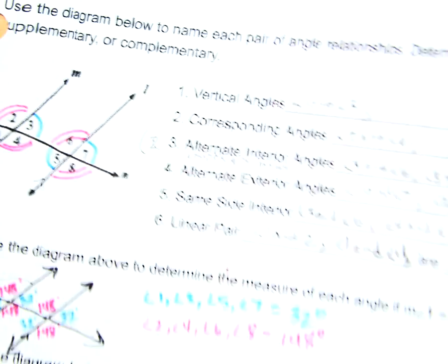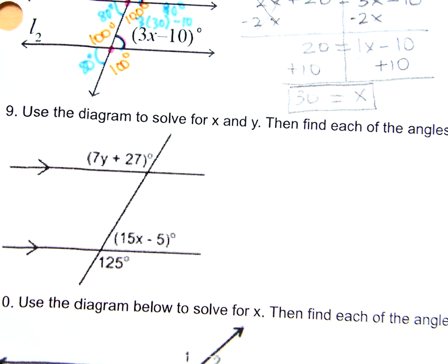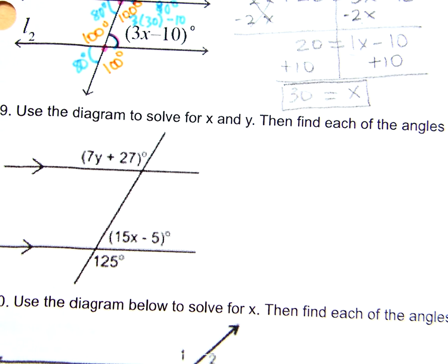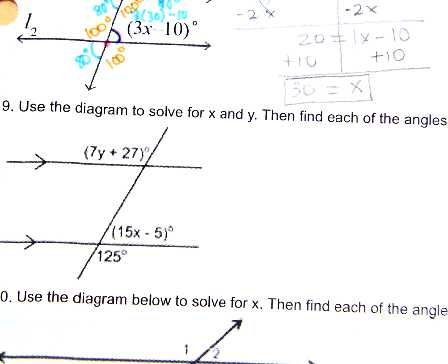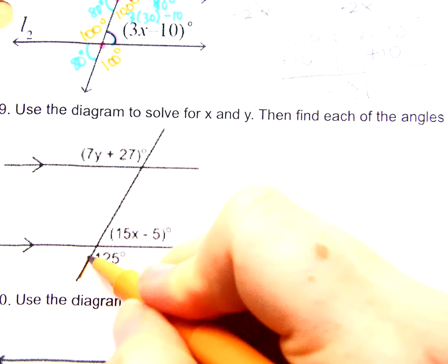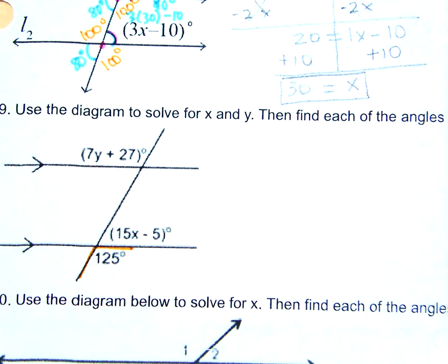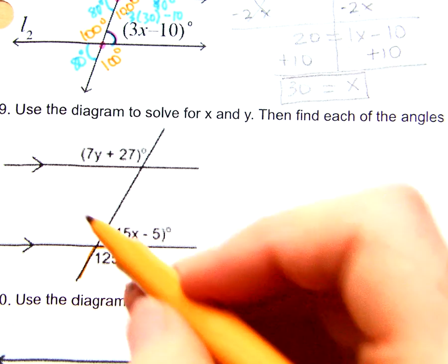Moving on to number 9, use the diagram to solve for x and y, then find all the angle measures. I can actually find all the angle measures first, so I don't have to solve for x and y and then do that. And I can do that because I was given one of them, right? If I'm given one angle, I can find all the other ones. So for example, because I know this one's 125, I can now label all the obtuse angles 125.